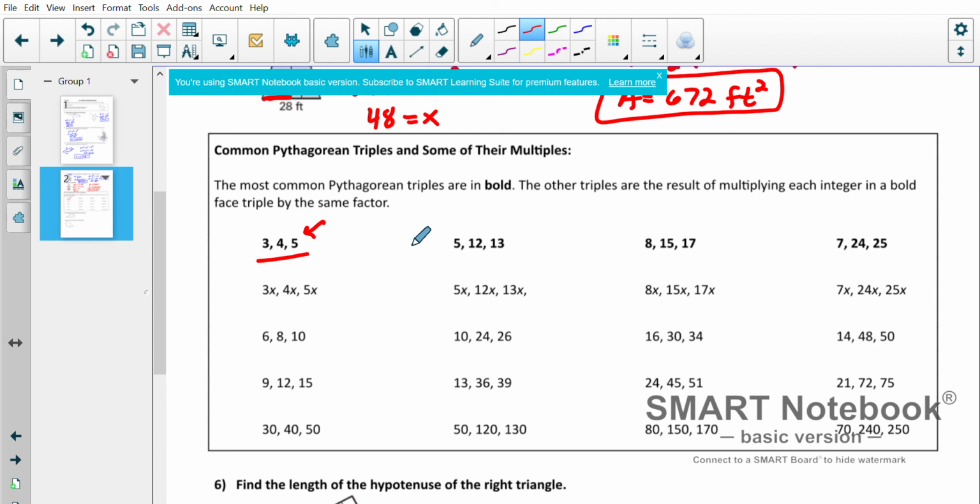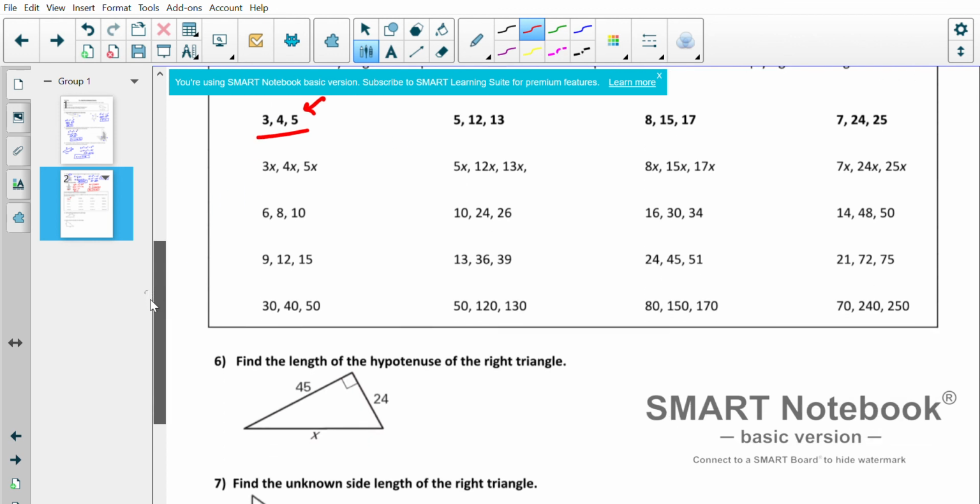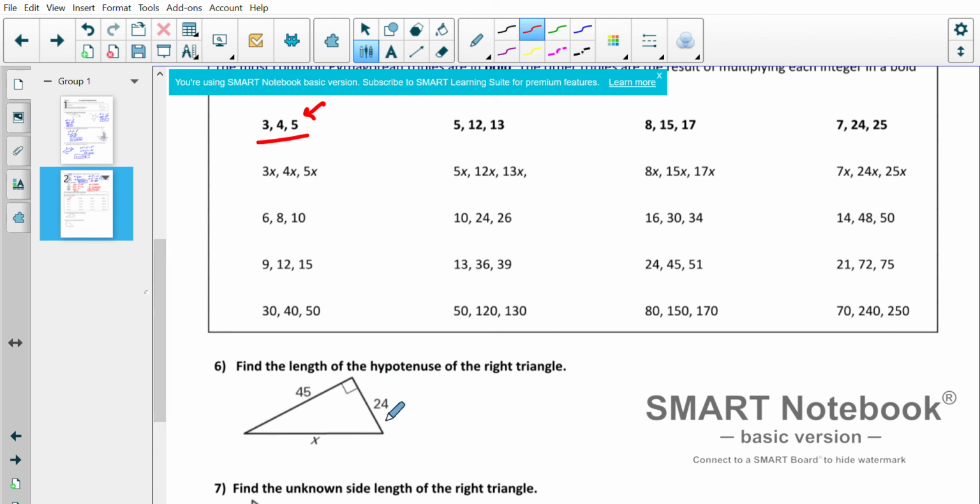Now, where this can help you is on standardized tests where you're timed. If you can recognize the lengths of a right triangle, you don't even need to go through the Pythagorean theorem in order to find that missing side. That is essentially what this table does for you. So like in example number 6, if I know my legs are 24 and 45, and I recognize right away that those are just multiples of 8 and 15, well, 24 is 3 times 8, so I know the hypotenuse is 3 times 17, which is 51.